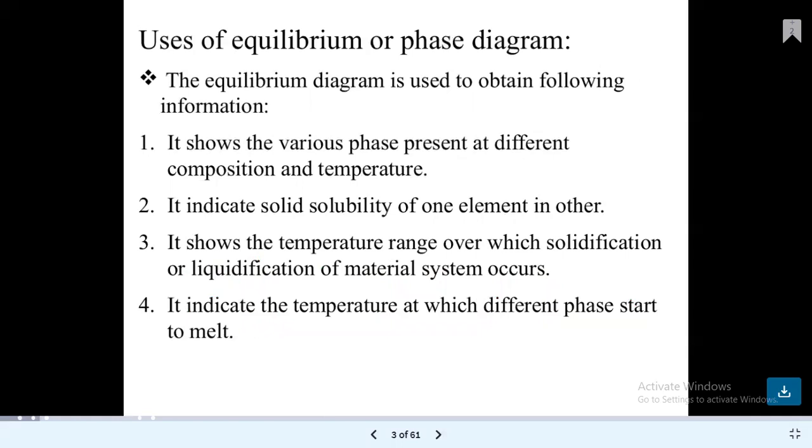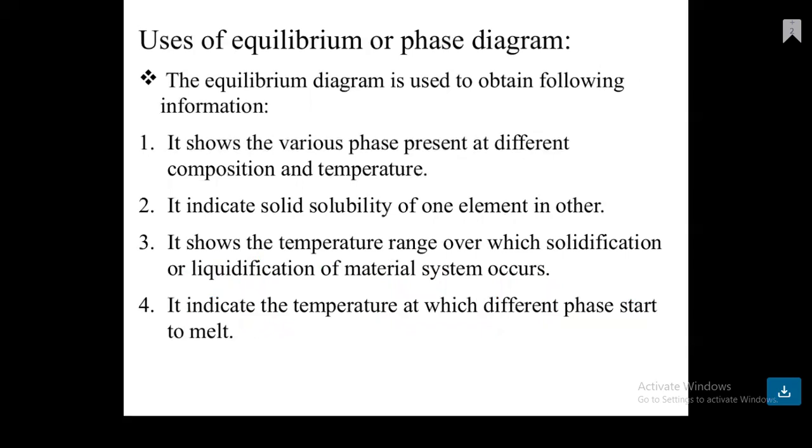If we see the uses of the equilibrium or phase diagram, it is used to obtain the following information. First, it shows the various phases present at different composition and temperature. So different phases are present at different composition and temperature, and it is important to look at these conditions using the phase diagram. This is one application. Second, it indicates the solid solubility of one element in another, whether it is soluble or not. That is also shown by using this diagram.